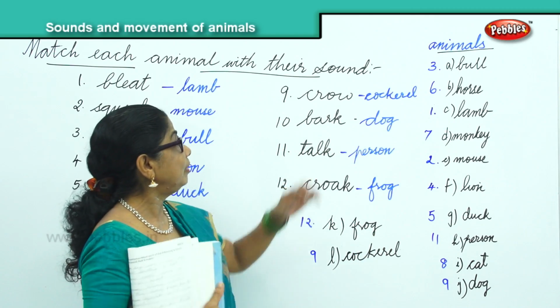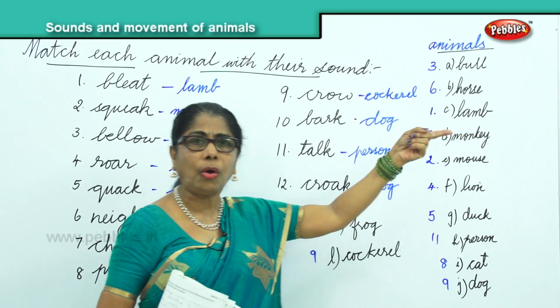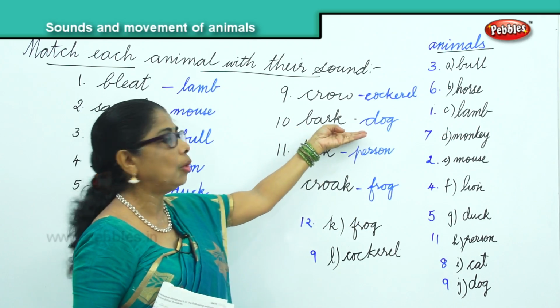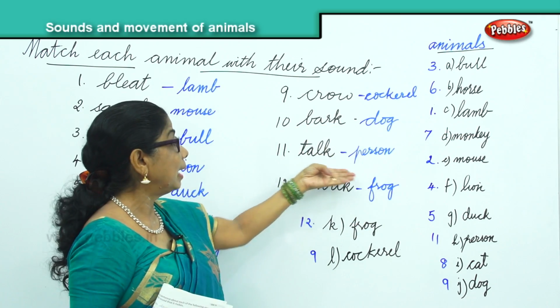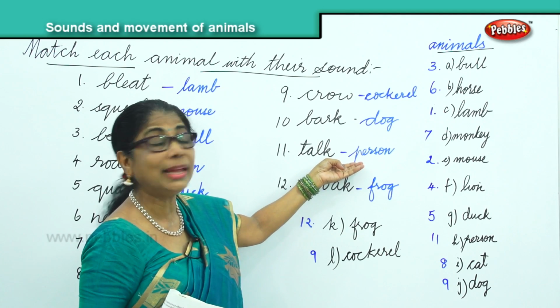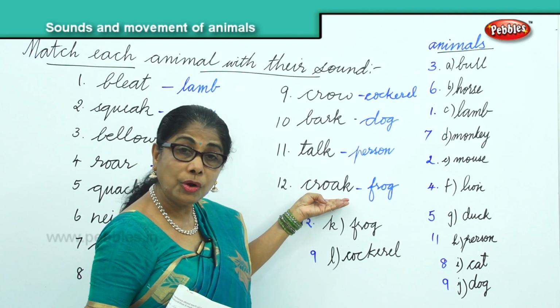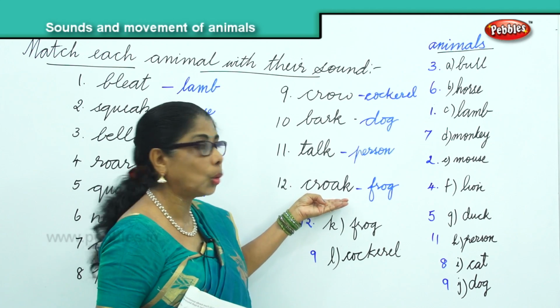And then we have here cockerel. What does the cockerel say? Caw. And then the dog barks. And a person, you and I, we talk. How do we communicate? We talk. Then the frog is all the time croak, croak.